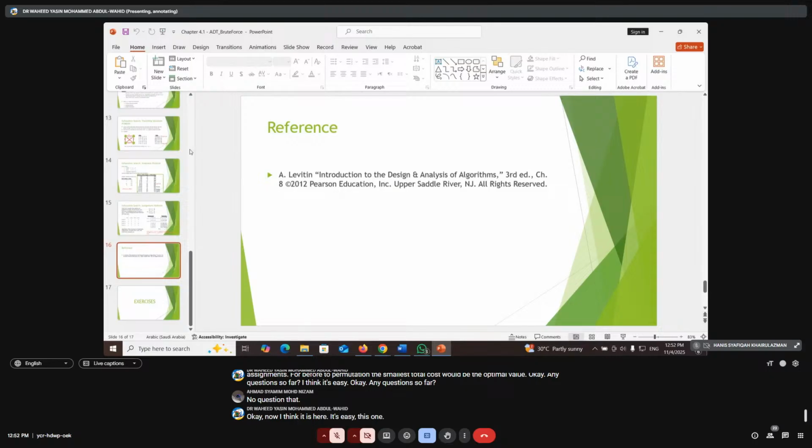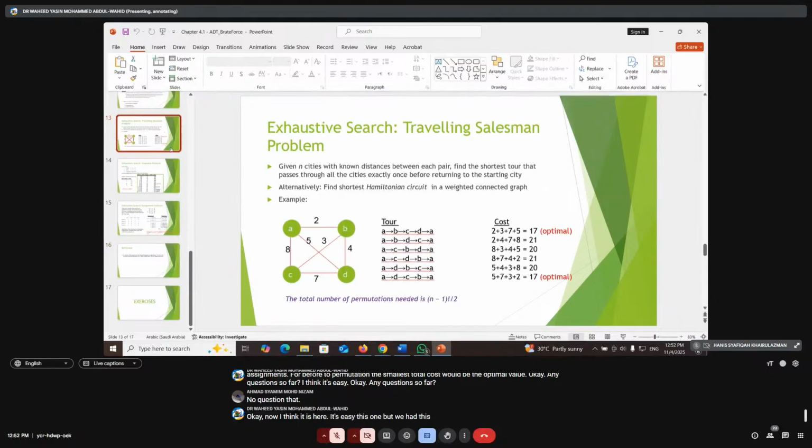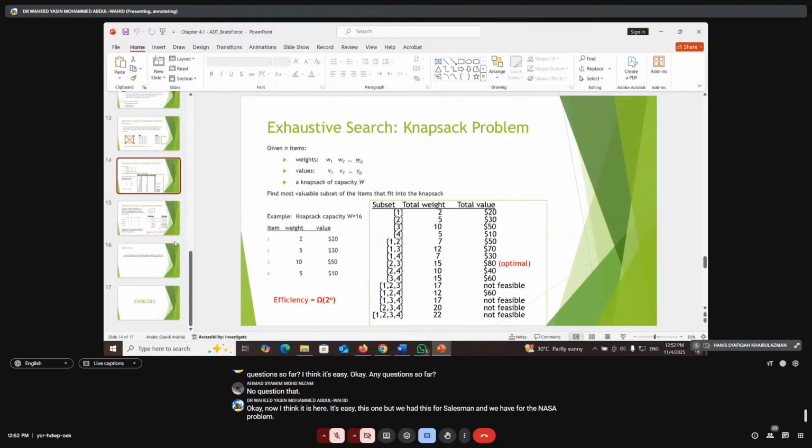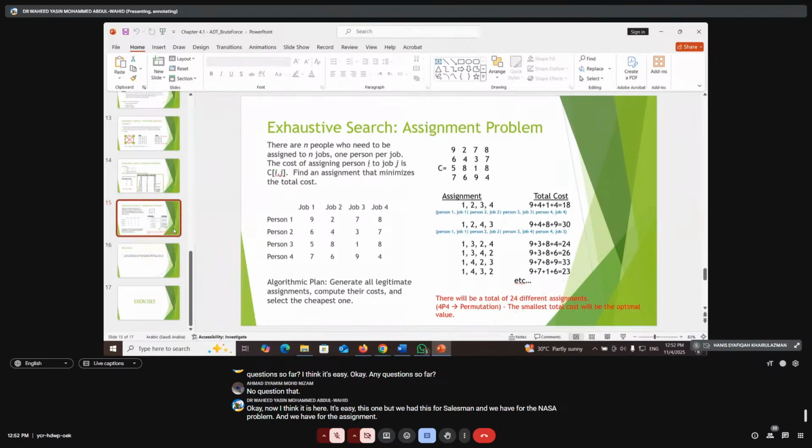It's easy, this one, but we added the traveling salesman problem, and we have the knapsack problem, and we have the assignment problem. These are the three problems that we didn't discuss last week in our class.